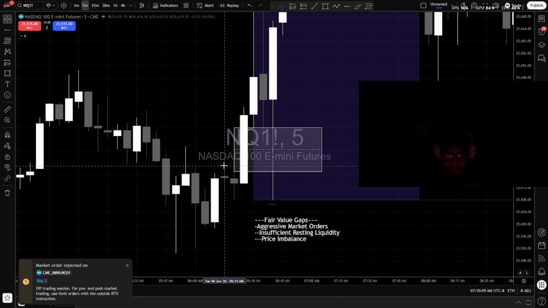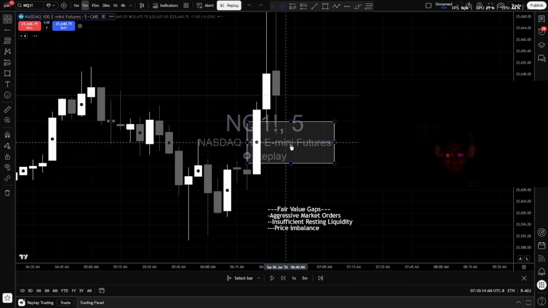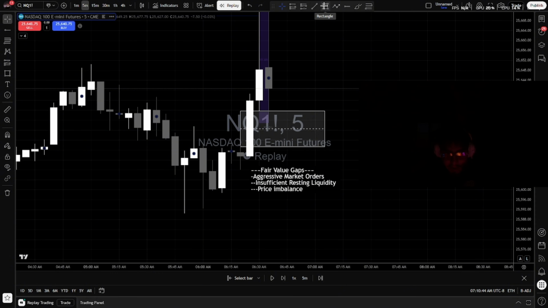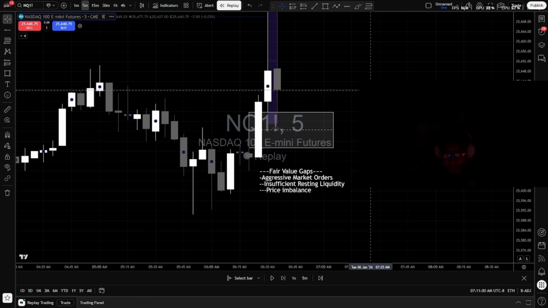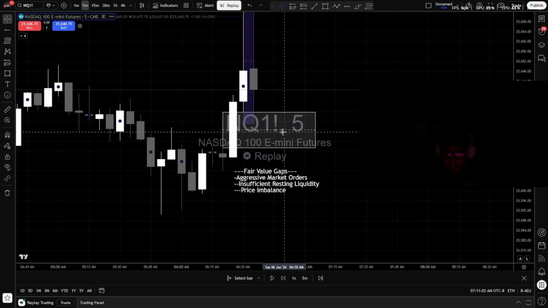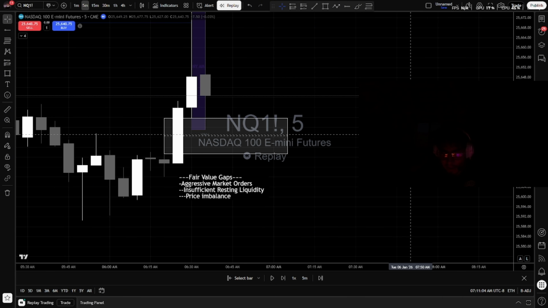Price here, as you can see, consolidated and moved towards the upside, and let's go to replay mode and put this right here so I don't lose it. So fair value gaps consist of a price imbalance, and this price imbalance is usually made by aggressive market orders and insufficient liquidity in that range. So here's your three candles, and this is the range where there's insufficient liquidity, and where most of the orders, not all, will eventually come back and get filled.